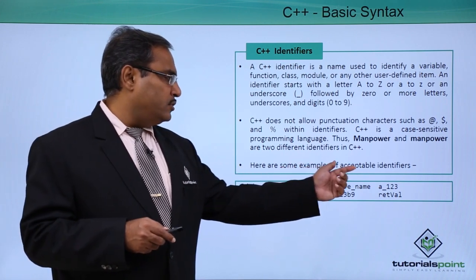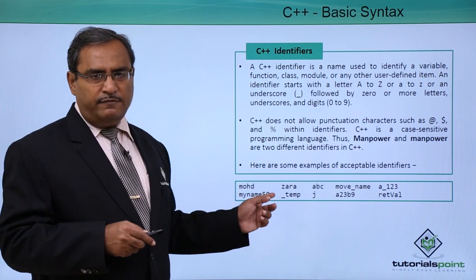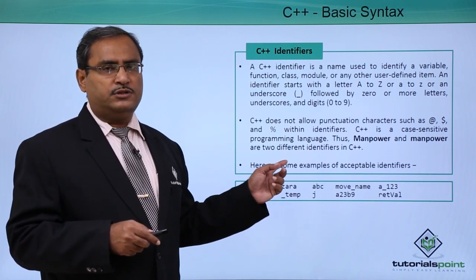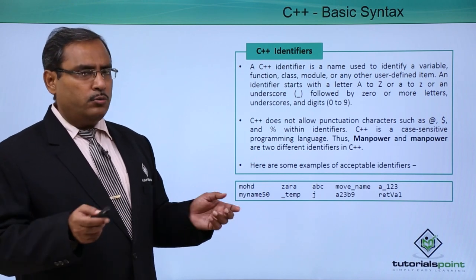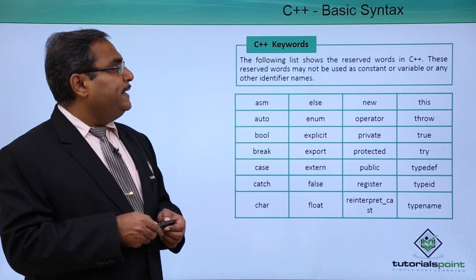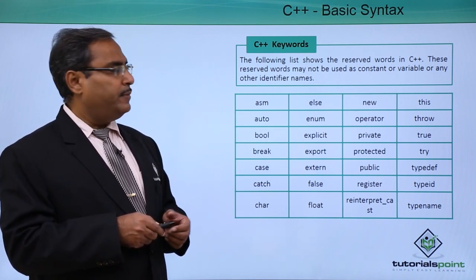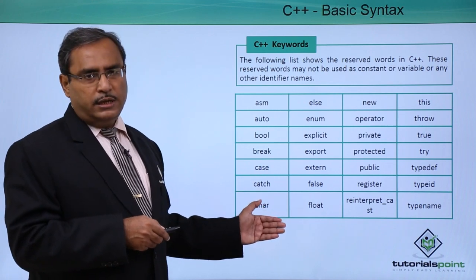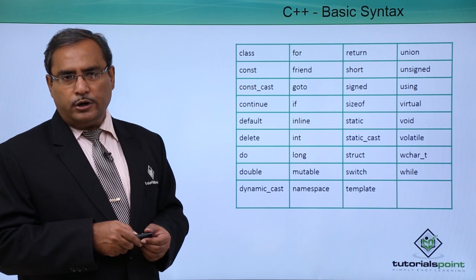There are some examples of acceptable identifiers. Here you can see that each and every identifier, each variable name, starts either with an underscore or with a lowercase or uppercase letter. These are the list of keywords we have in our C++ environment. This is a list of keywords in front of you, and in the next slide it continues.